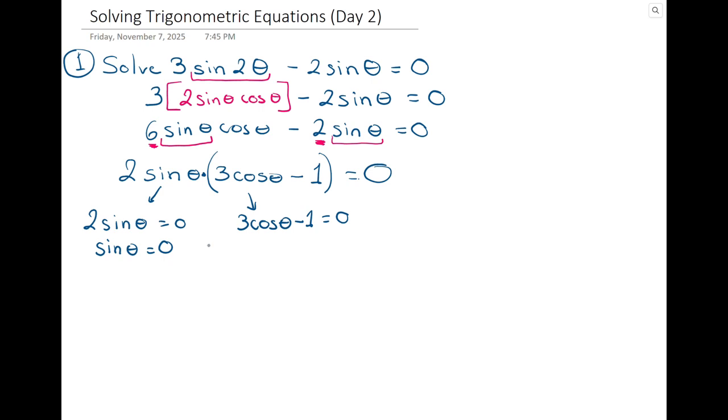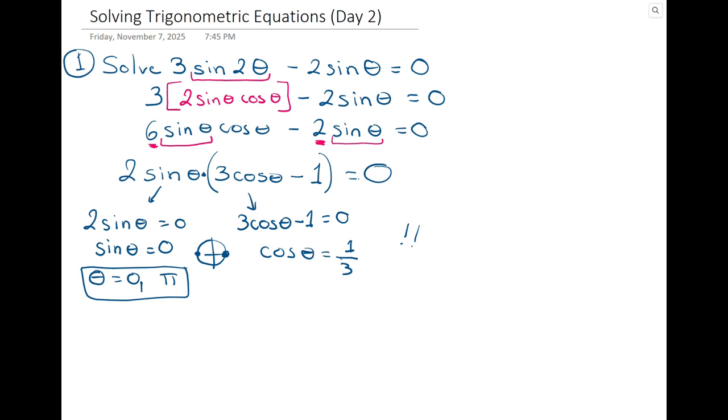And then you're thinking, well, where is the sine equal to 0? That will be right here at 0 and at pi. So sine theta is 0 when theta equals 0 or pi. So those will be two of my particular solutions. And then I'm looking on that side here. So I'm going to add 1 to both sides and divide by 3. So cosine of theta is equal to 1 over 3.